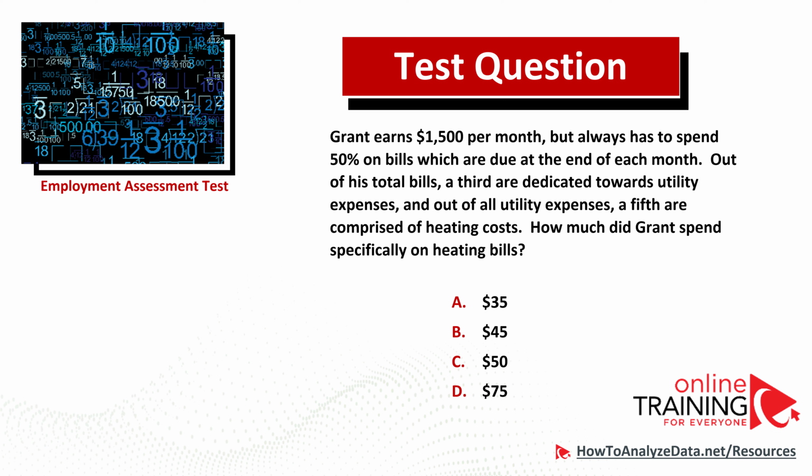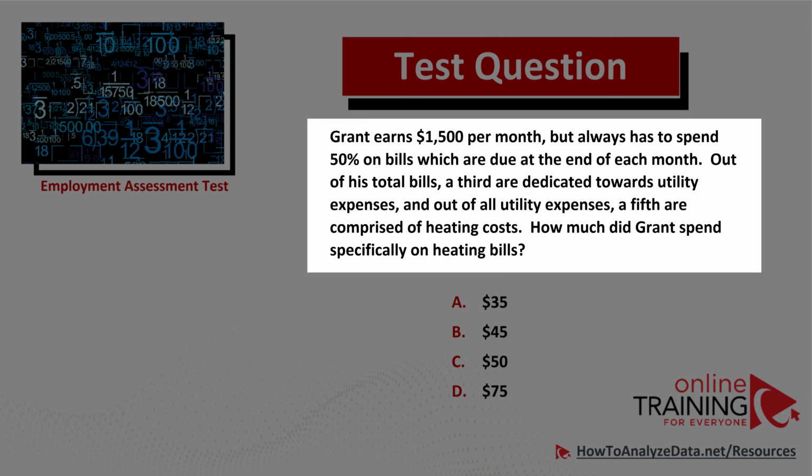And now here's the question for you to practice. If you know the answer, please make sure to post it in the comments, and I'll share with you my feedback. Grant earns $1,500 per month, but always has to spend 50% on bills which are due at the end of each month. Out of his total bills, a third are dedicated toward utility expenses, and out of all utility expenses, a fifth are comprised of heating costs. How much did Grant spend specifically on heating bills?